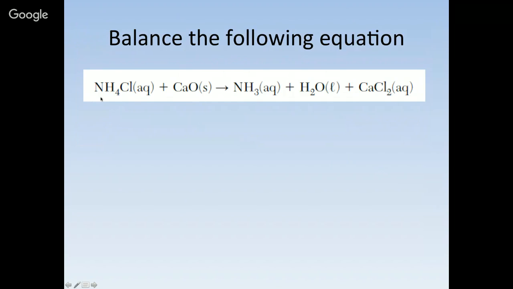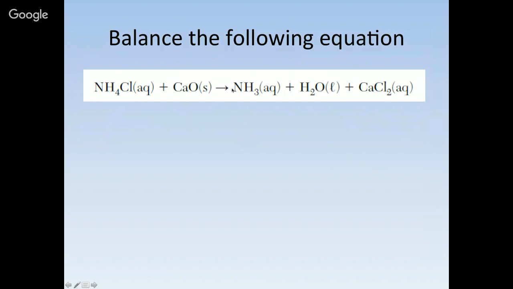So we see that this is an odd number of hydrogens, so eventually we're going to have to get to an even number. So what I would recommend is trying to get that to an even number first. So if we put a 2 here in front of the nitrogen and update our counts, we end up with 6 hydrogens now, 8 hydrogens.